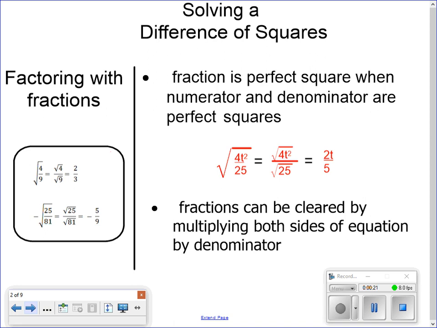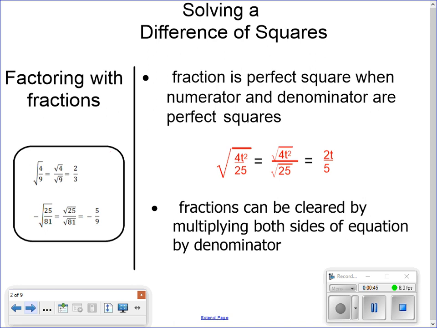So if you recall, when we factor differences of squares, you have two terms, so a binomial, where the first term is a perfect square and the second term is a perfect square, and they're separated by subtraction. And how we factor that was to square root the first term, square root the second term, and then rewrite it as the product of a sum and a difference.